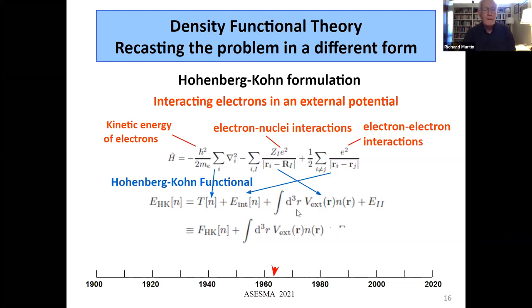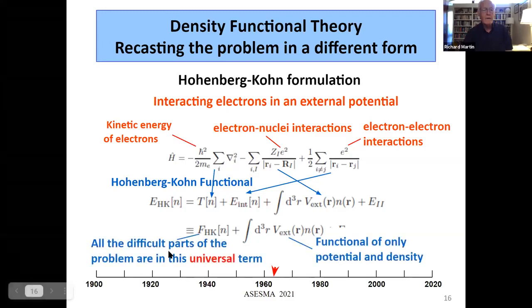And the beauty of this separation is that the first two terms contain all the hard parts: the kinetic energy and interaction energy of the electrons. The other terms are simple terms that you can evaluate easily once you know the positions of the nuclei and the density. So let's look at this a little bit more closely on the next slide. Oh, I've already said that. This is the difficult part, and this is the part you can just see immediately how to deal with.